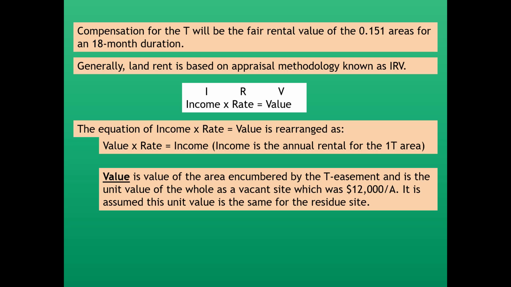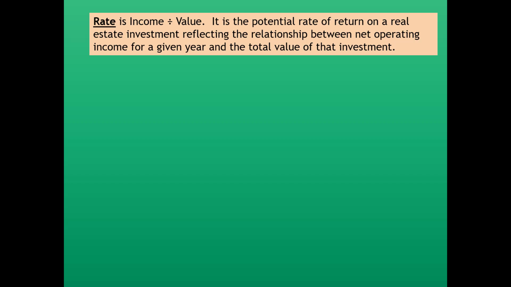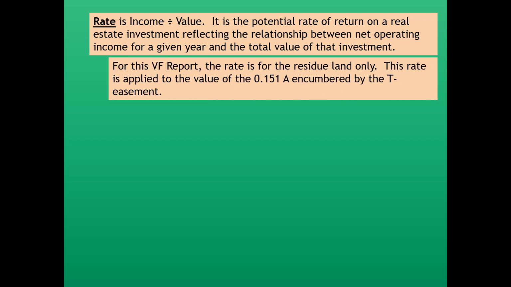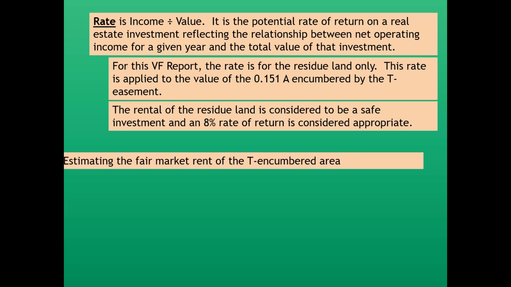It is assumed that this $12,000 an acre unit value is the same for the residue site, as we've determined that there's no apparent evidence for damages. Rate equals income divided by value. It is the potential rate of return on a real estate investment reflecting the relationship between net operating income for a given year and the total value of the investment. For this value finding report, the rate is for the residue land only. This rate is applied to the value of the 0.151 acre area encumbered by the T easement, or the rental. The residue land is considered to be a safe investment, and an 8% rate of return is considered appropriate.